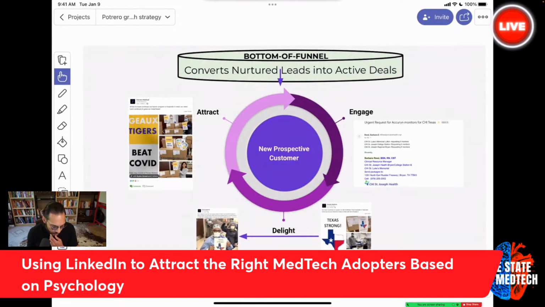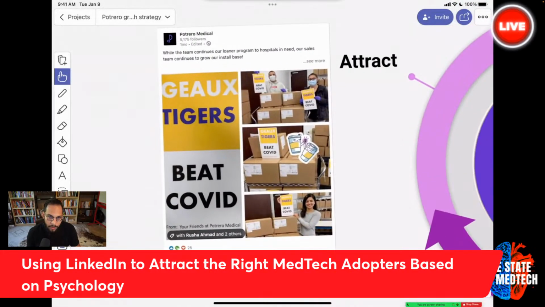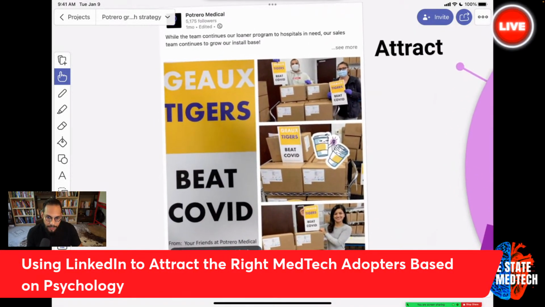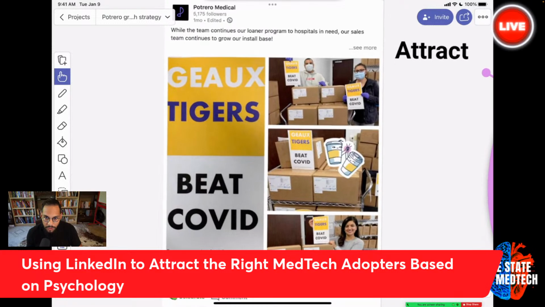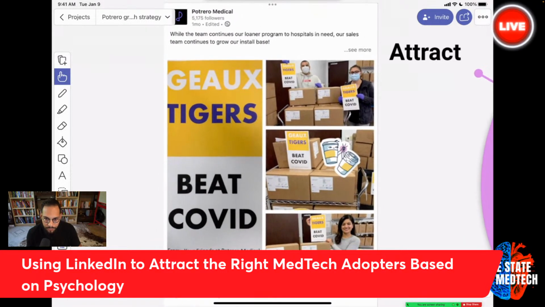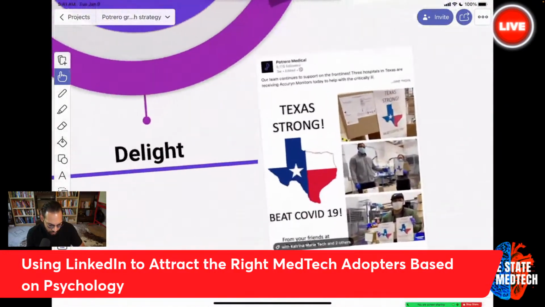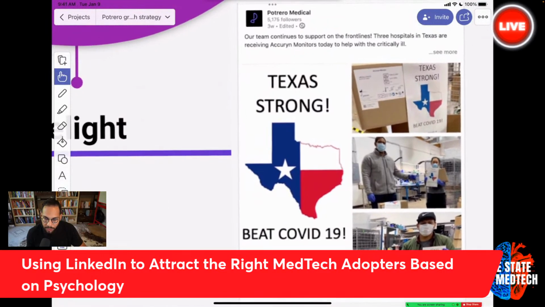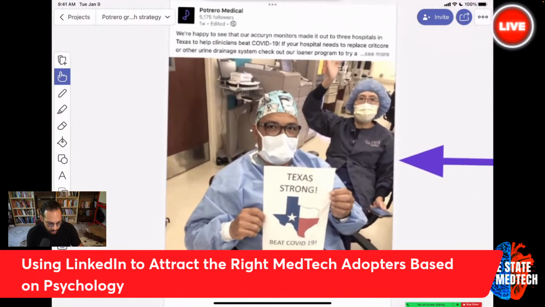So this is what we did over at Potrero. During COVID, we were sending our monitors out to hospitals for free at the time just to help them with COVID. But we would document the technology adoption process. Look at this. Here is just the shipment going out, right? And then over here, another shipment going out. So these are simple posts to show, here's a shipment, here's where it's going, right?